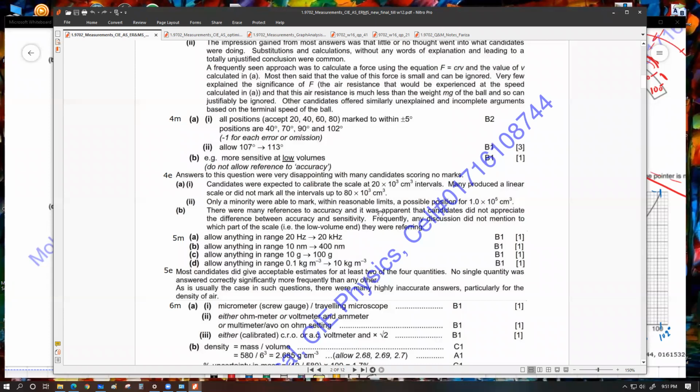There are many references to accuracy, and it was apparent that the candidates did not appreciate the difference between accuracy and sensitivity. Frequently, any discussion did not mention to which part of the scale, that is the low volume end, they were referring. So I actually mentioned the low volume end close to zero or about to be emptied, but I did not exactly use the term low in my answer. So I might not as well quote the answer mark over here, because an underlined word in the mark scheme essentially dictates that it has to be present in the answer.